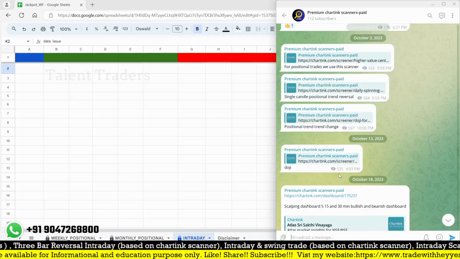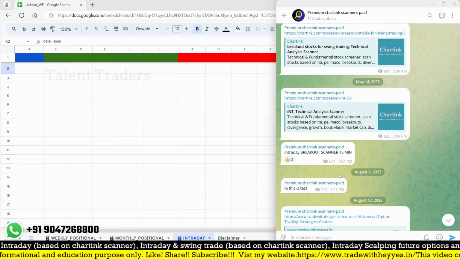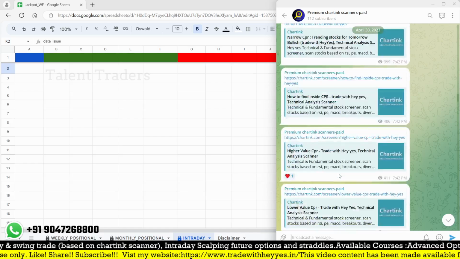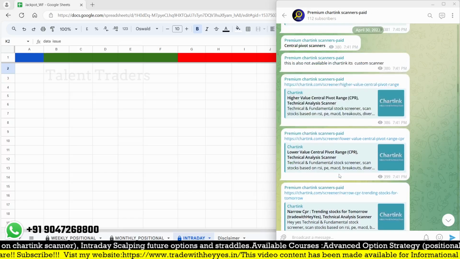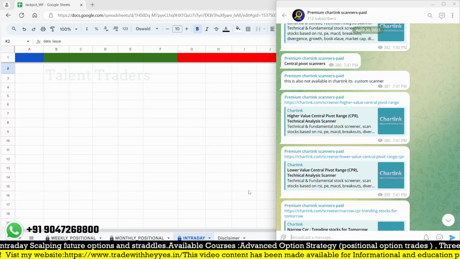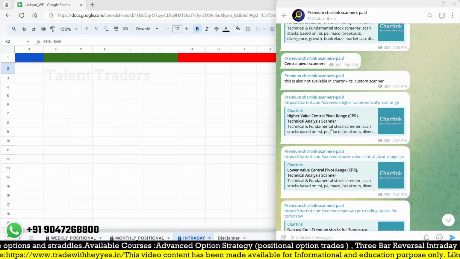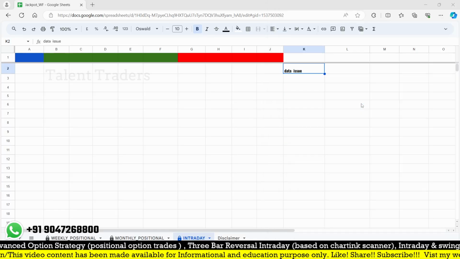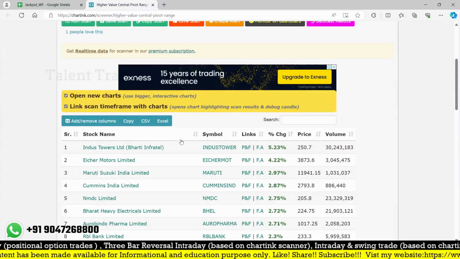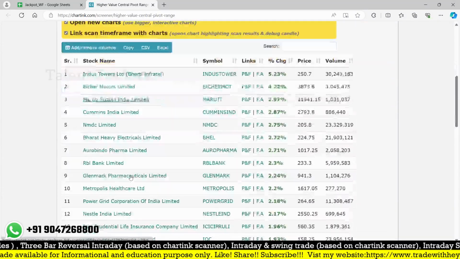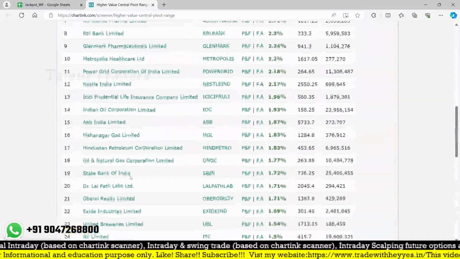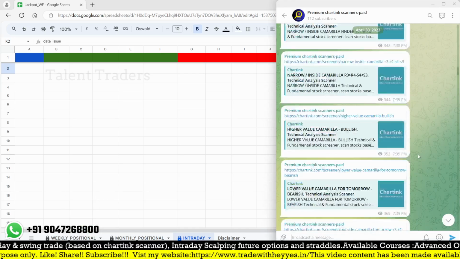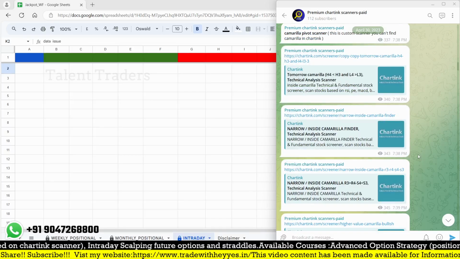Mainly the scanners updated in this group are to find breakout trades, and there are a lot of scanners for intraday, positional and swing trading. There are also scanners for CPR and Camarilla, higher value CPR and lower value CPR. Here are all the stocks today forming higher value CPRs and lower value CPRs. You can access that premium group. We also have ready-made templates, and we have already updated the scanners, which are available here.